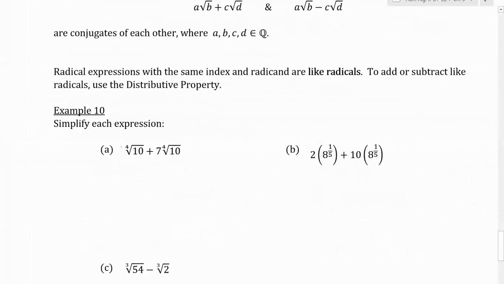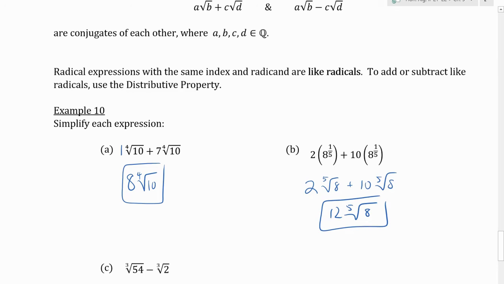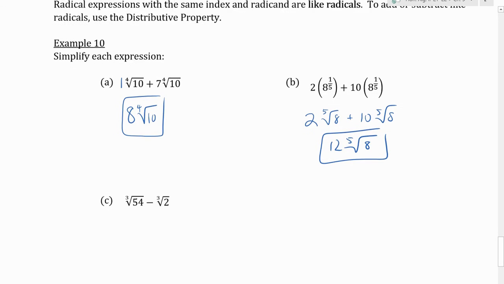And this is probably the easiest part. When you're doing 1 4th root of 10 added to 7 4th root of 10, you get 8 of the 4th root of 10s. This is 2 times the 5th root of 8 plus 10 times the 5th root of 8. So I get 12 of the 5th root of 8s. And I can't clean up a 5th root of 8 because 8 is just 2 cubed. I don't have 5 of anything.